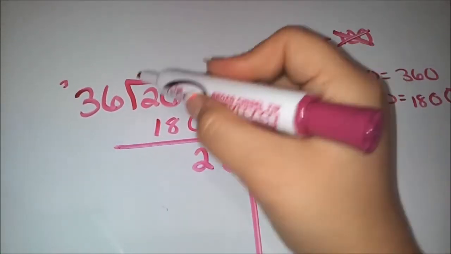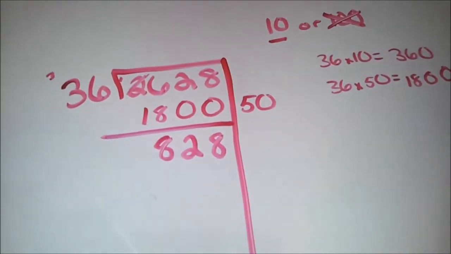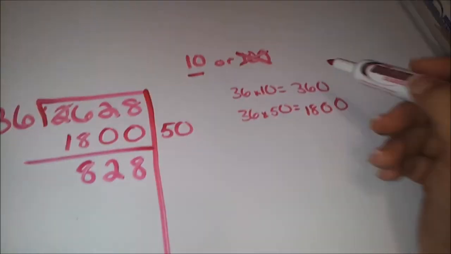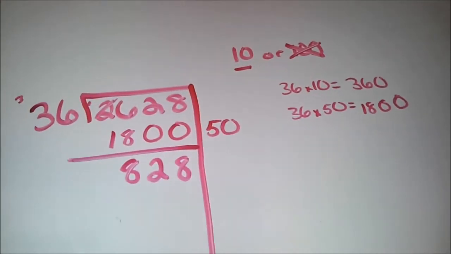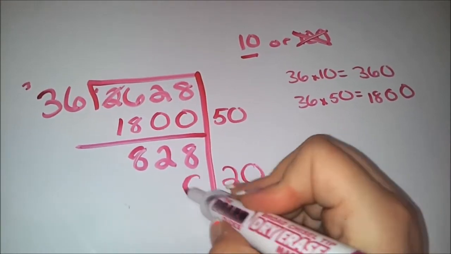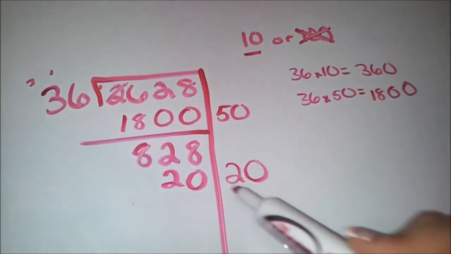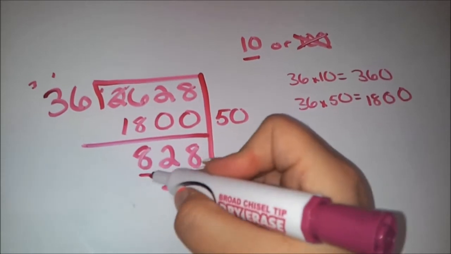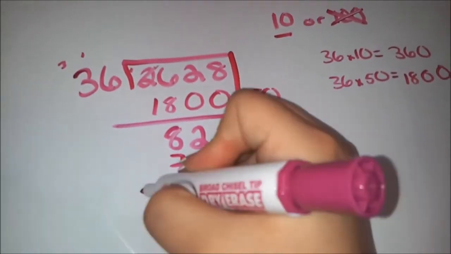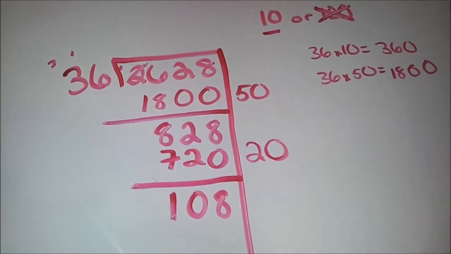8, 2, go ahead and borrow 1. 16 minus 8 is 8. We get 828. Okay. Now let's look. We know that 36 times 10 is 360. So let's try 20. Okay. We're going to get a 0. That's 12. Carry your 1. 6 plus 7. 720. Let's subtract. That's going to be an 8, a 0, and a 1.